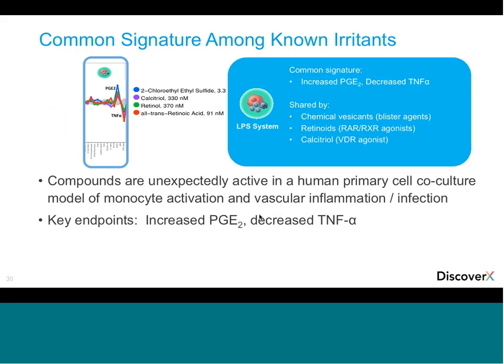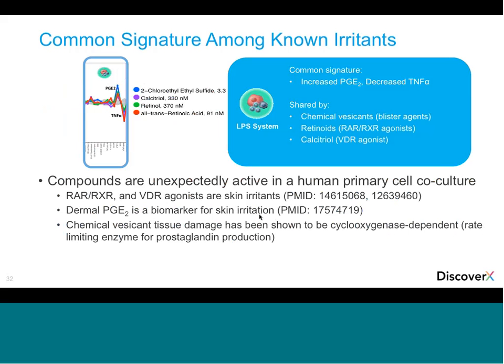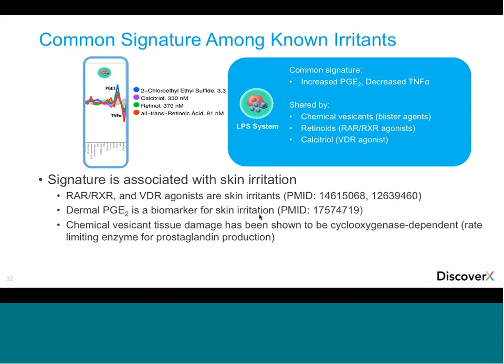So it turns out that this particular signature is common among some known irritants. It is shared by chemical vesicants, which are blister agents, retinoids, and also some VDR agonists. It turns out that retinoids and VDR agonists are known skin irritants, and in fact, dermal prostaglandin E2 is a biomarker for skin irritation, and chemical vesicant damage has been shown to be cyclooxygenase dependent. Now, cyclooxygenase is the rate-limiting enzyme for prostaglandin production. And so we saw this signature with their compounds, and it is a signature that is associated with at least these known irritants.